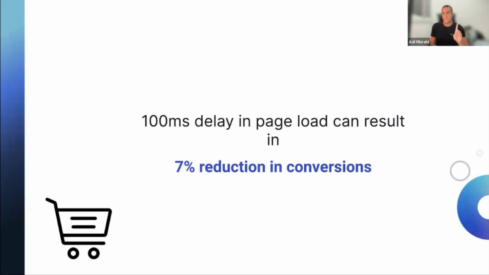A 100 milliseconds delay will cause a 7% conversion reduction. When I say conversion, I mean that a user turned into a paying user or a subscribed user, or put something into his cart if we're talking about m-commerce. Take this number and multiply it by 10, although it's not a linear connection. You get that for 1 second of delay, you get a 70% reduction in conversion. This is according to a study by Akamai.